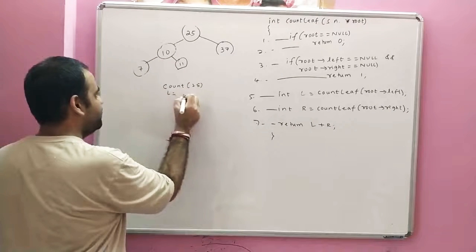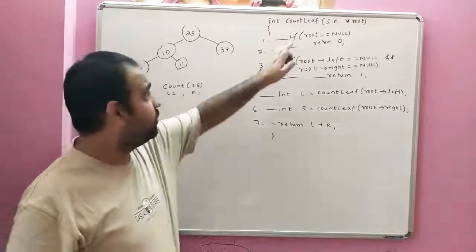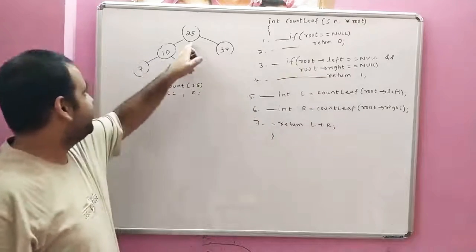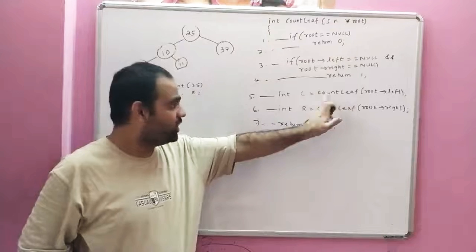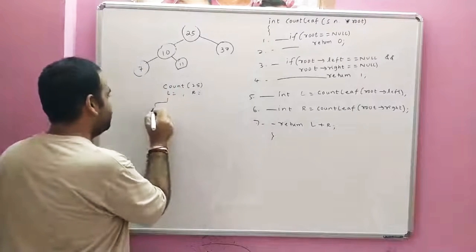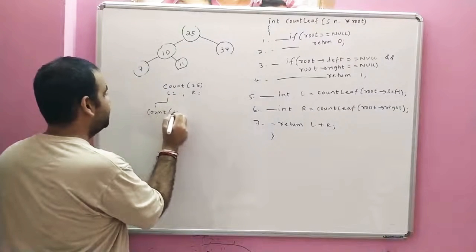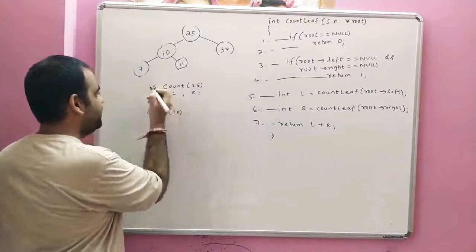There are two variables L and R. Is root equal to null? No. Root arrow left, is 25 arrow left equal null? No. You execute line number 5. You say count of root arrow left, that is 10, and the return line number is 5.